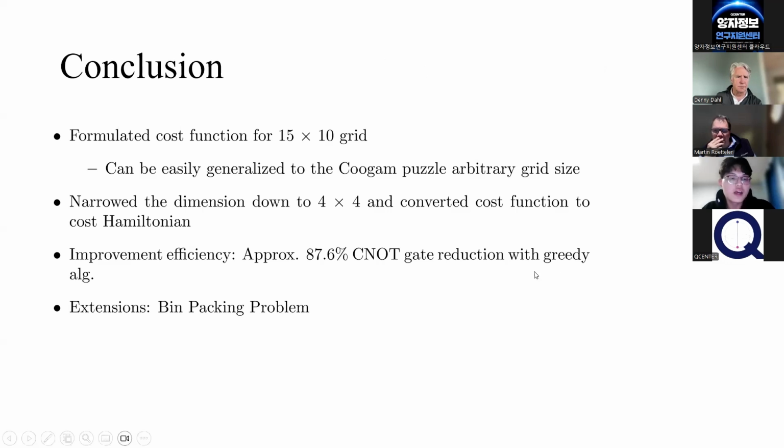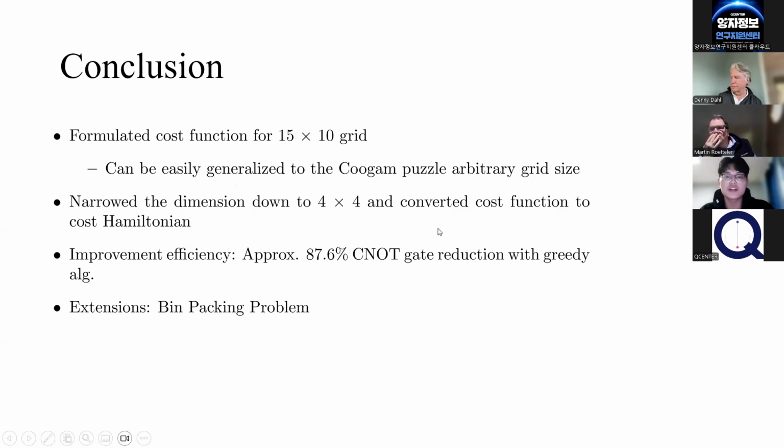And to conclude, we have formulated a cost function for the Tangram puzzle for the 15 by 10 grid. And we formulated it in such a way that it can be easily generalized to a Tangram puzzle with arbitrary grid size with more or different pieces. So when we realized that the sheer dimension of the 15 by 10 problem was too big, we narrowed the problem down to a 4 by 4 grid and converted the cost function to the cost Hamiltonian by substituting x equals (1 minus z) over 2.